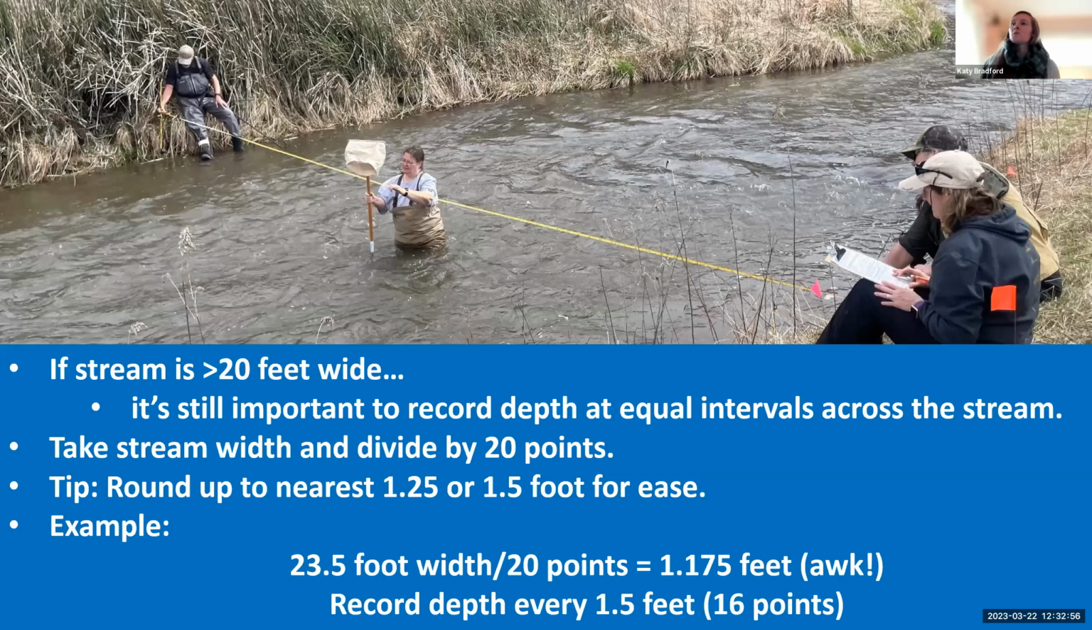And then if the stream is more than 20 feet wide, it gets a little more complicated, but we still have them take that width, divide it by 20 points, and then round up to make it a little easier so that they're still taking depth measurements at equal intervals. So if their stream is over 20 feet, say 23.5 feet wide, then they would likely record depth every 1.5 feet.